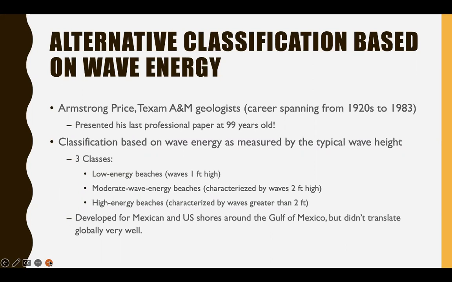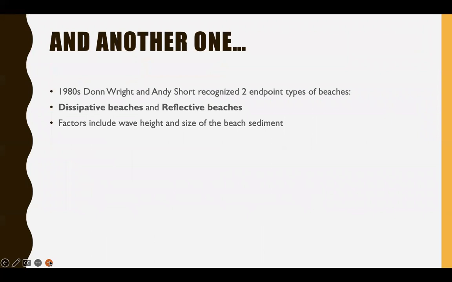So low energy beach is 1 foot, or, I don't know, knee high. Moderate is about 2 feet, a little bit higher, like thigh high, and high energy is waist high waves. He developed this classification for Mexican and US shores, but it didn't translate. It didn't really go around the globe very well, right? So it's older, it's fine, and we've moved on from then. But the important thing for you to remember is wave energy and the 3 classes.